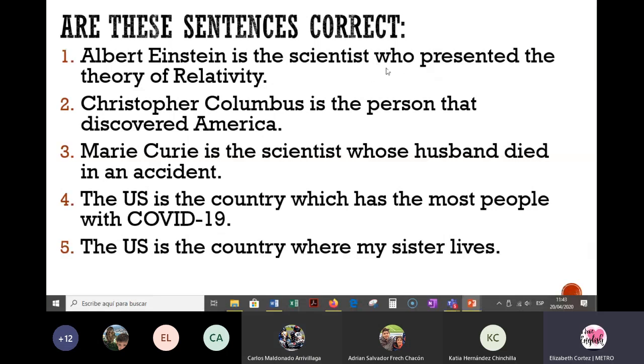It depends on the relative pronoun. Who is for people. That is for people and objects, so I have to check the subject. This one is Christopher Columbus, so it's for people. Whose is for possession. How do we know? Because we're talking about the husband of Marie Curie. And which is for objects. And where is for places. That's how we know which type of DRCs we're talking about.